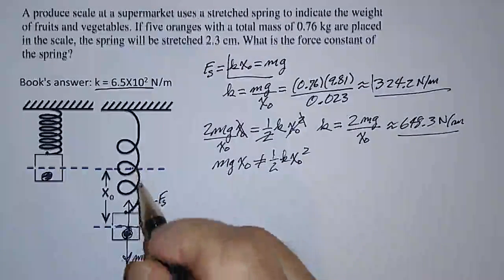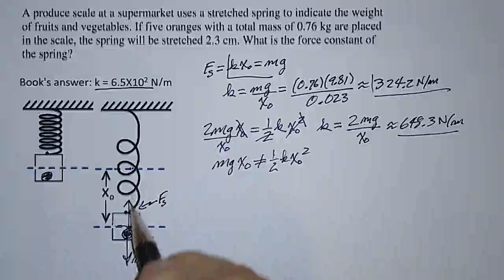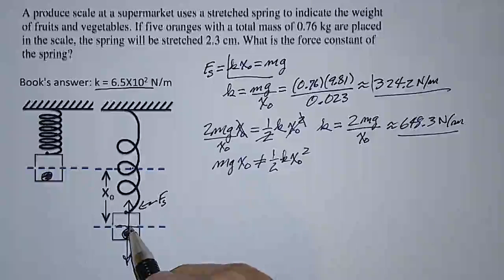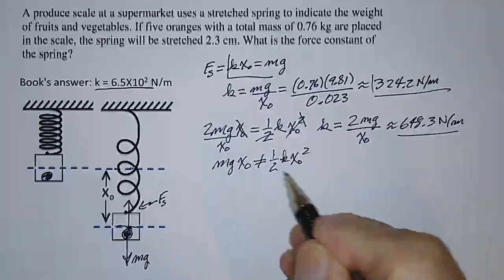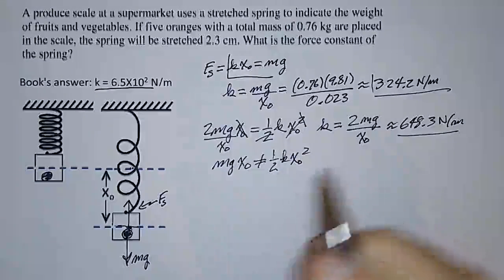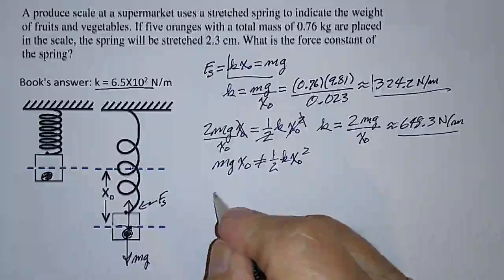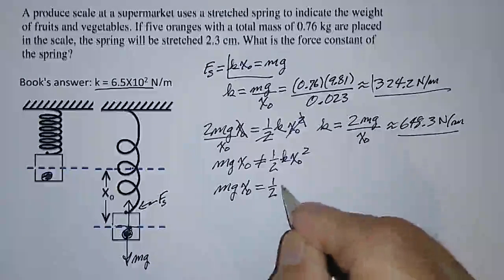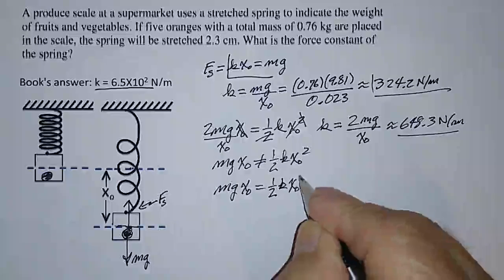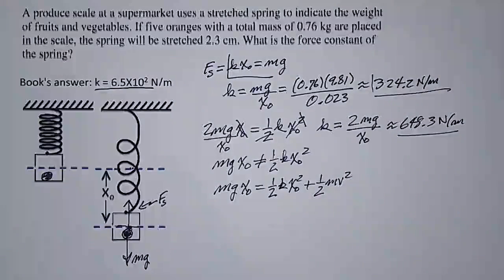The problem is because I start off with mg x naught, I drop this thing, and when it gets to here, it is true that there's no gravitational potential energy, and there is spring potential energy, 1/2 k x naught squared, but there's also kinetic energy. So the real case is mg times x naught is equal to 1/2 k x naught squared plus 1/2 m v squared.